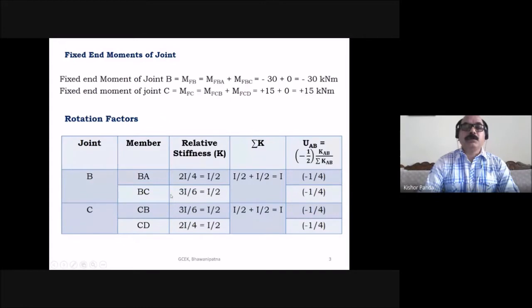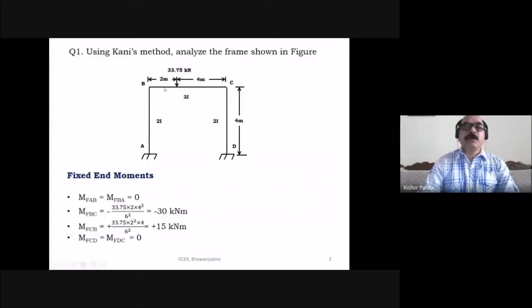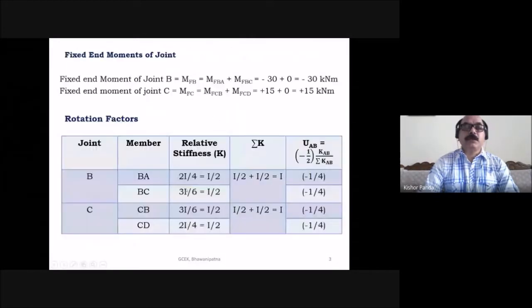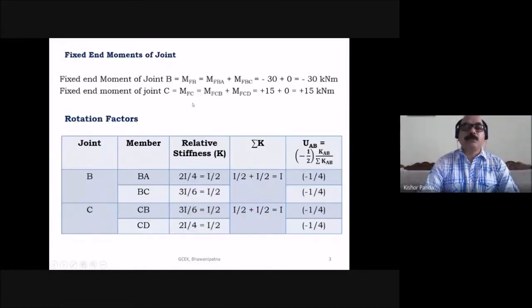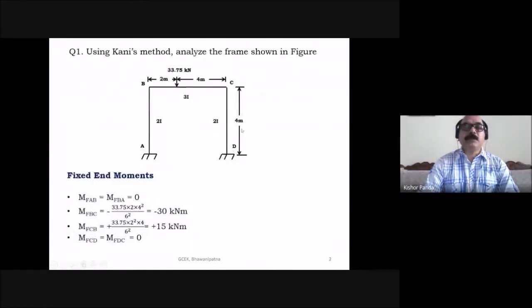Similarly for BC, moment of inertia 3I and the length is 6, 3I by 6. This is also I by 2. Similarly for CB, 3I by 6, I by 2, and for CD, 2I by 4, this is I by 2.